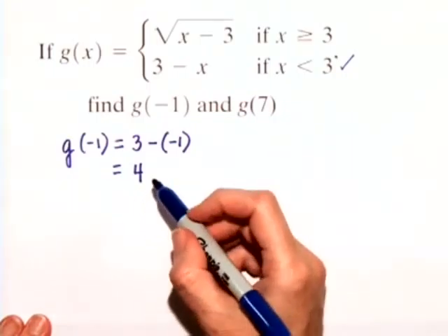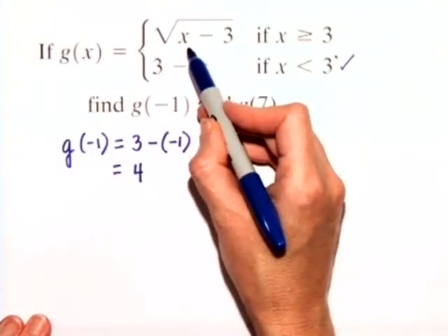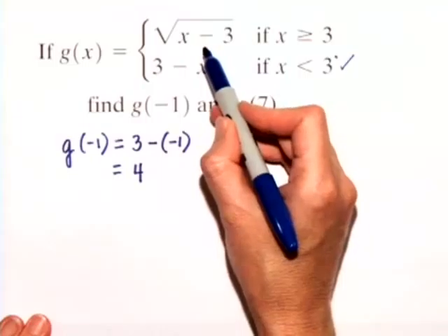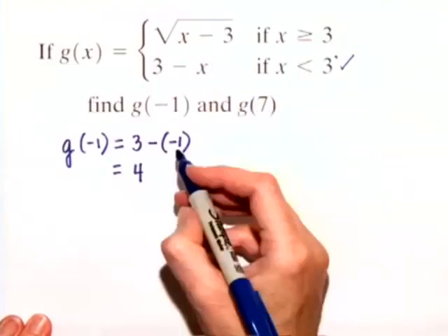Be careful not to substitute it up into the other function. If you substituted it up here, you'd get a negative value underneath your square root sign, which is not a real number. So now let's calculate g of 7.